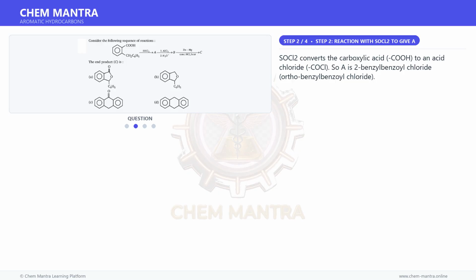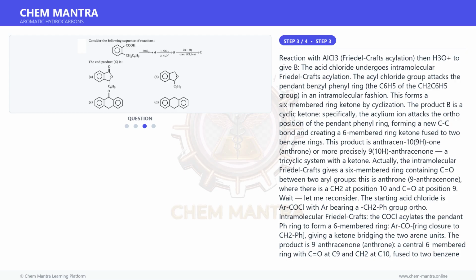SOCl2 converts the carboxylic acid, -COOH, to an acid chloride, COCl. So A is 2-benzyl benzoyl chloride, ortho-benzyl benzoyl chloride. Moving on to the next step.